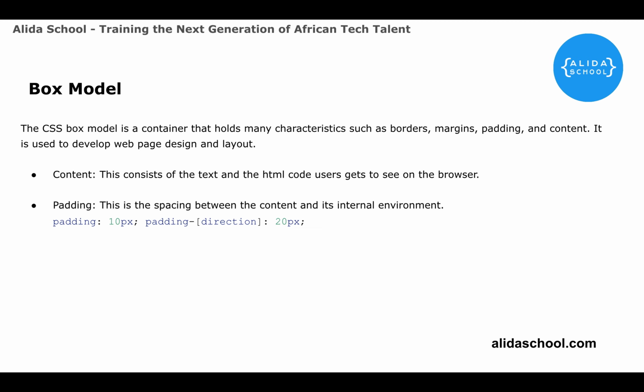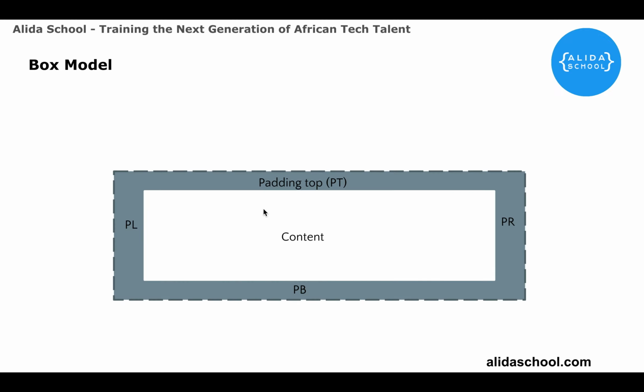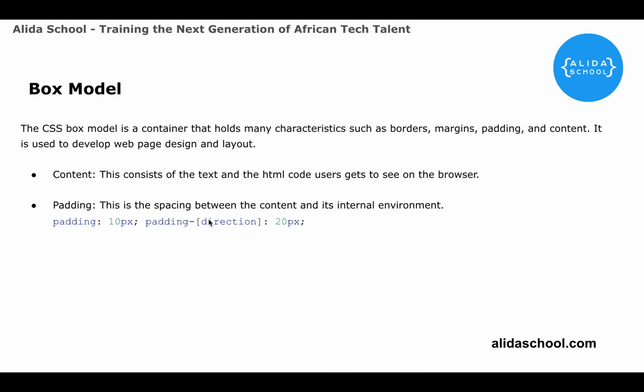It can have values such as 10 pixels, assuming you want to use the shorthand. Now having just padding set to 10 pixels means you want to have the padding top, the padding right, the padding bottom, and the padding left to be 10 pixels. But if you want to specifically outline the direction where you want to attach the padding to, you'd have to start with the padding hyphen and the direction where you want to provide the padding to. And the next slide will explain that you have the padding top, the padding right, padding bottom, and also the padding left, which is the direction I'm talking about.